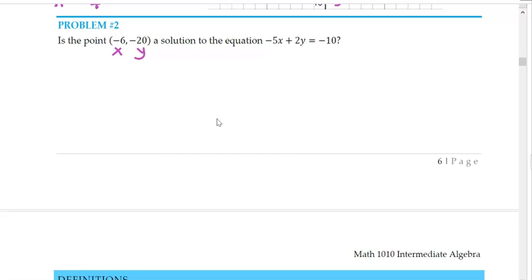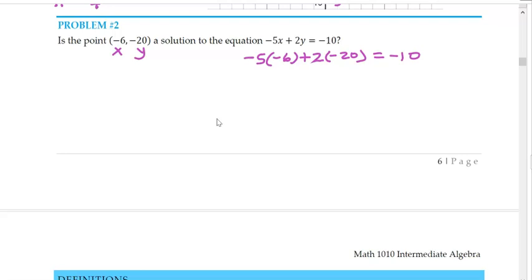And so I'm going to substitute those values in place of x and y here, so we can see if it comes out to be a true statement, it is a point on the line. If it comes out to be a false statement, then it's not a point on the line. So here I have -5 times x, which is -6, plus 2 times y, and y is -20, and then equals -10. So let's go ahead and simplify this and see if we come up with a true statement.